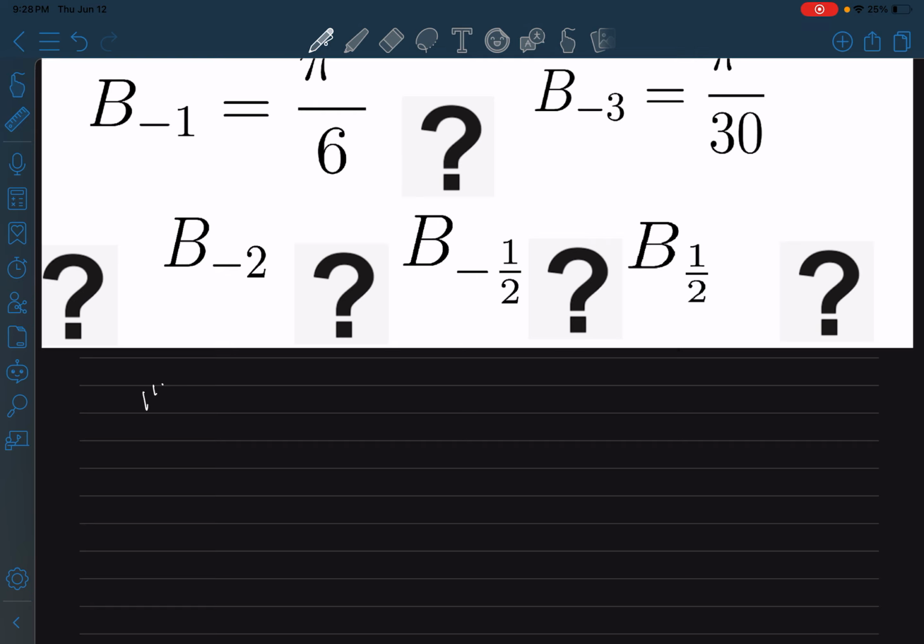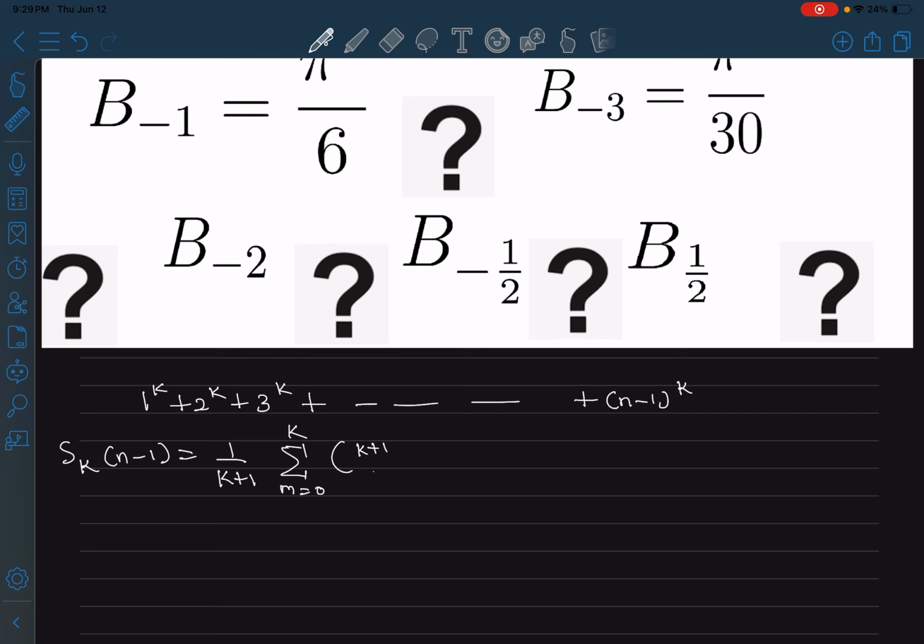Let's say you want the sum of 1 to the power k plus 2 to the power k plus 3 to the power k, up to n minus 1 to the power k, for some k. Then this sum, denoted S sub k up to n minus 1, is actually given by 1 by k plus 1, sum from m equals 0 to k, k plus 1 choose m, B sub m, n to the power k plus 1 minus m. And to make this formula true, we define the Bernoulli numbers.